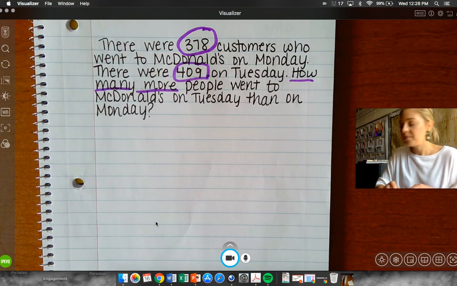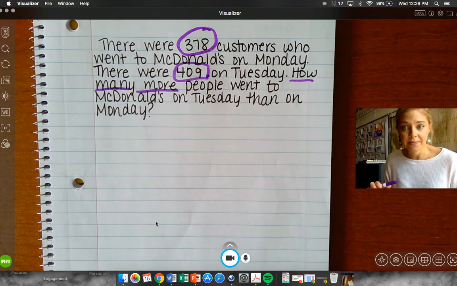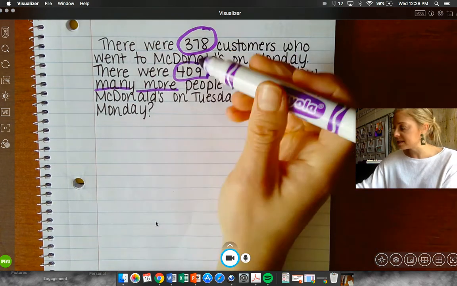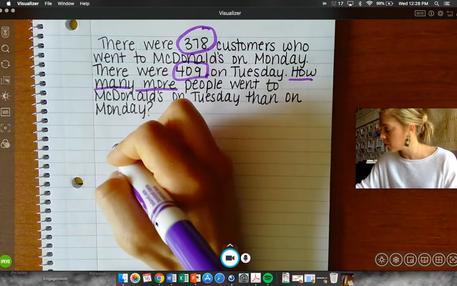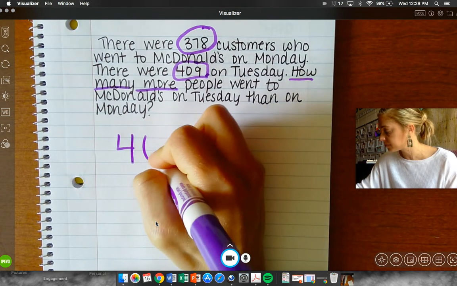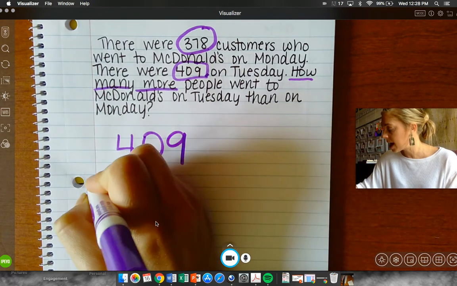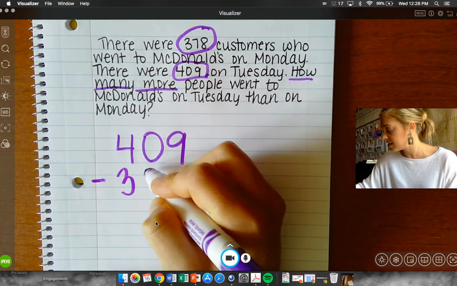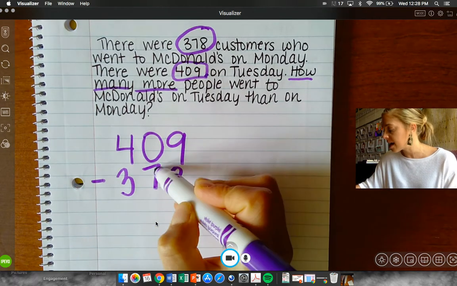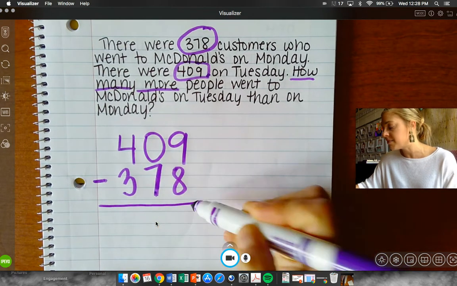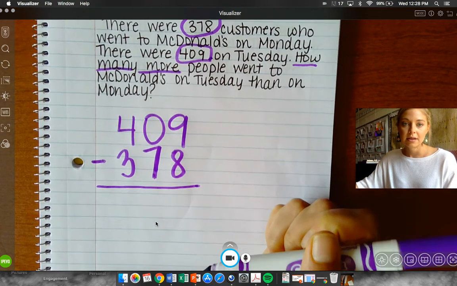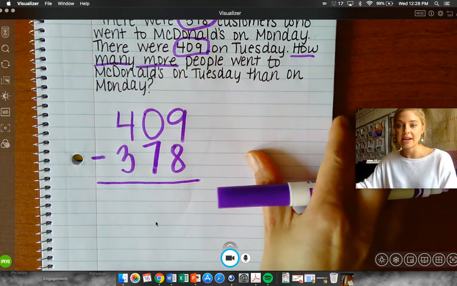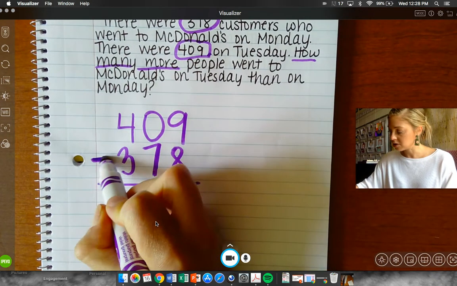Okay, so I always have to put the bigger number on top or else I cannot subtract. The bigger number between these numbers is 409. That is the bigger number. So I'm going to do 409 minus 378. Now I cannot forget, I am subtracting here. So I'm not going to add these numbers. I need to subtract them. We don't want to make that silly mistake of adding when there is a subtraction symbol.